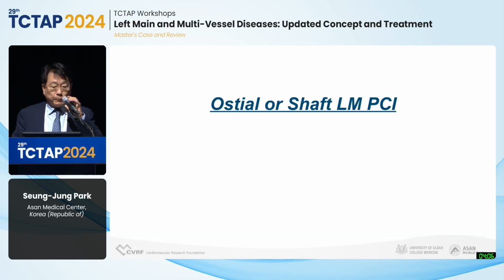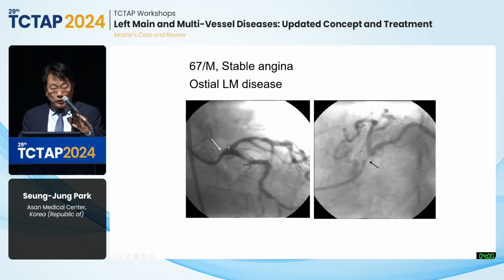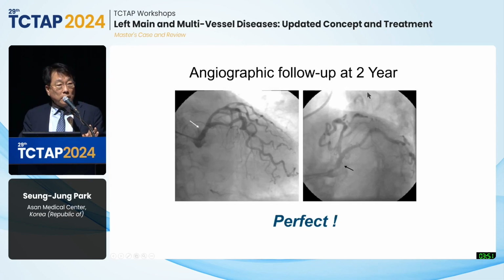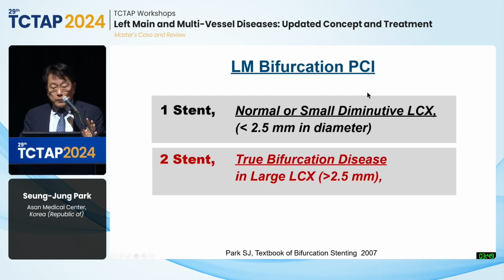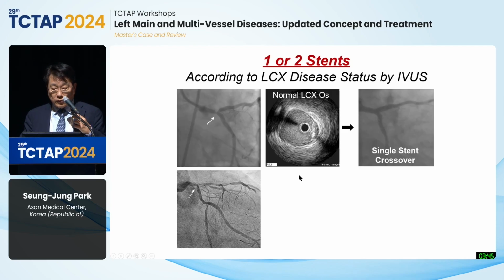All right, practical cases. Ostial main shaft, I think, is class 1A. Just stented ostial main is not too many cases. However, it really works very well. Long-term outcome is great. And I just mentioned the bifurcation, 1 stent, 2 stent strategy.